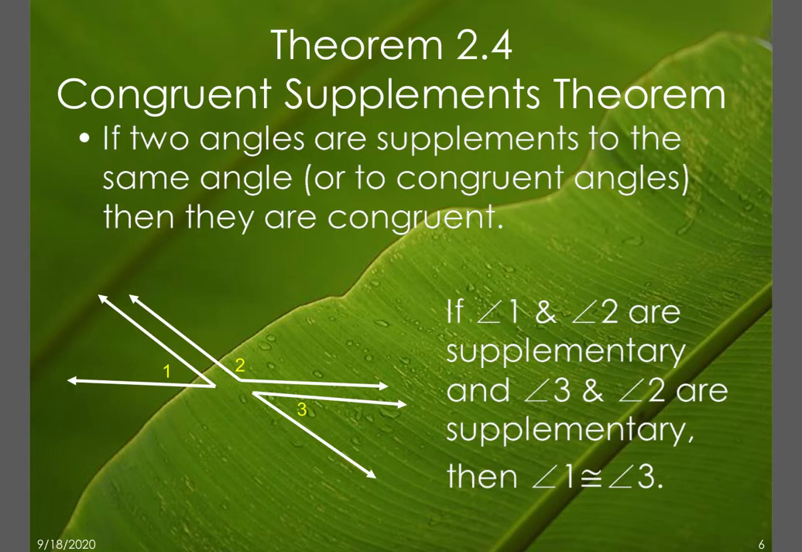All right, theorem 2.4 is congruent supplements theorem. So the last one was congruent right angles. This is congruent supplements. So I assume it's 180 degrees. Supplements are 180 degrees, but this says if two angles are supplements to the same angle or to congruent angles, then they are congruent. So if angle 1 and angle 2 are supplementary, and angle 2 and angle 3 are supplementary, then angle 1 and angle 3 are congruent.